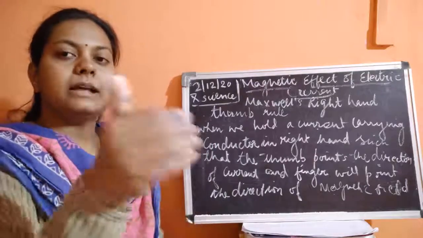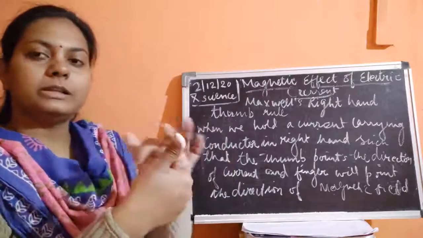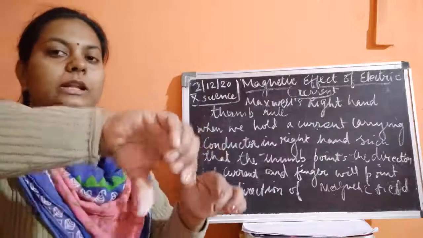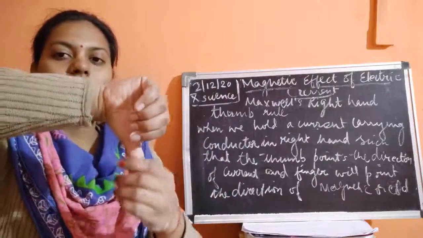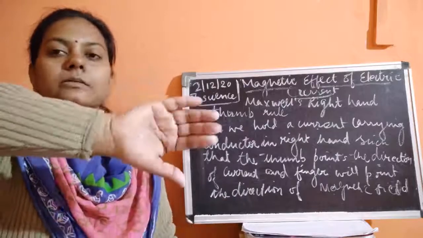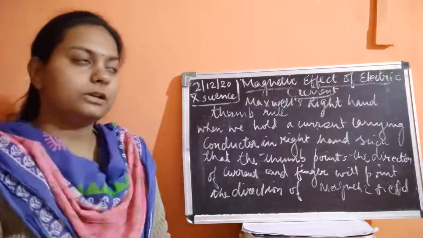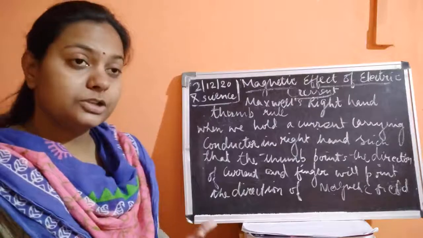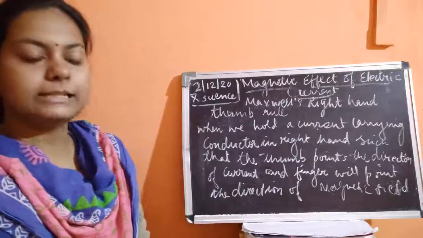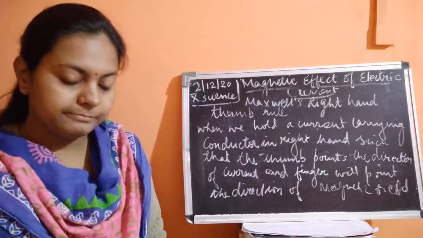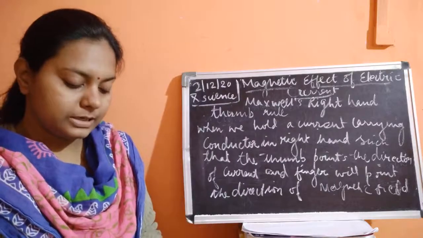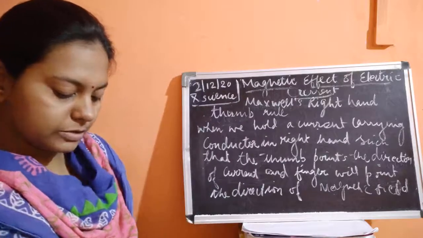ठीक है, आप ऐसे अगर होल्ड करेंगे तो direction will be in this manner, and if you are holding the current carrying conductor in this manner and the current is moving in the downwards direction, then the fingers are going to tell you about the direction of the magnetic field. Okay, and you can decide whether it is in the clockwise direction or anti-clockwise direction.